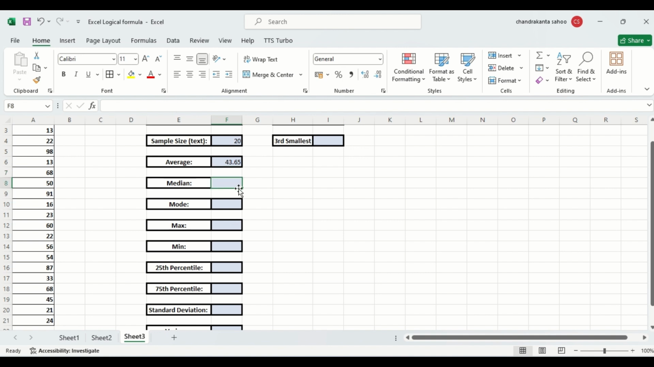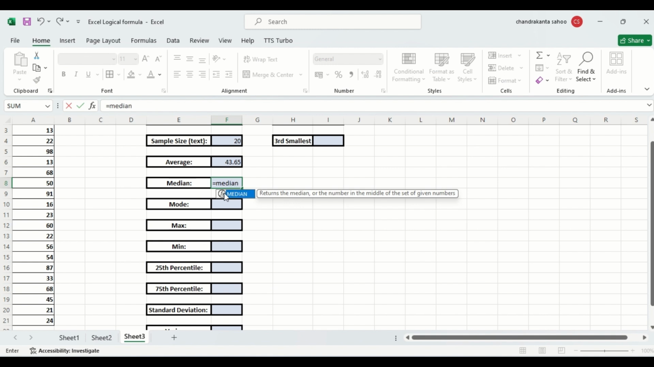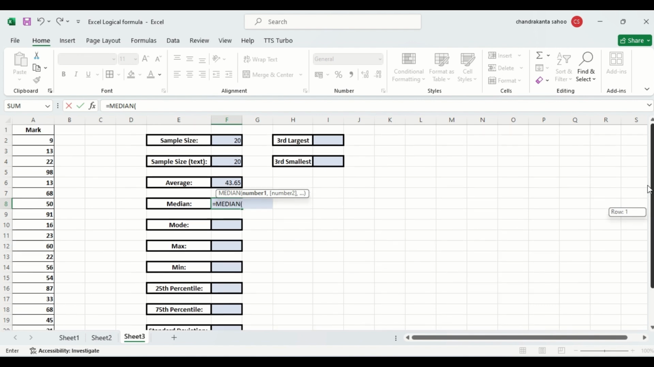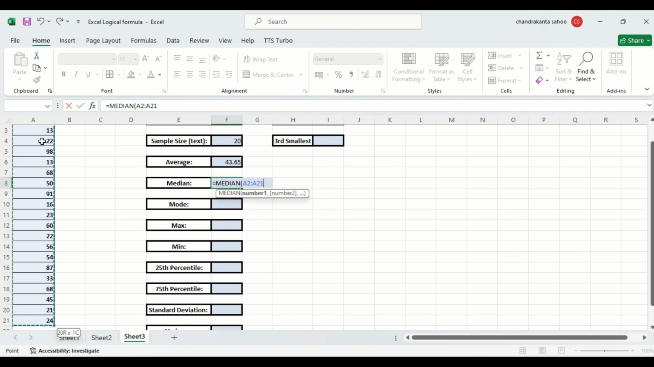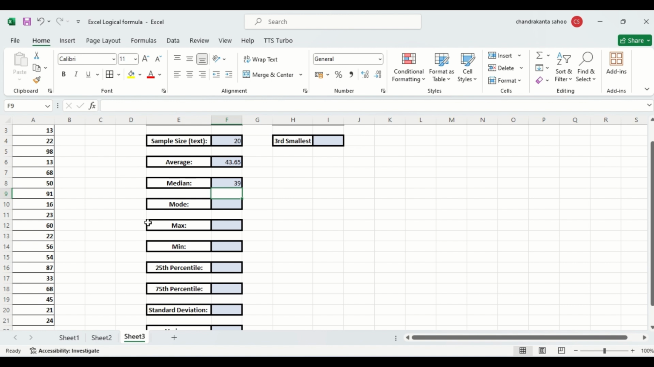Okay, then the median value. What is this median value? Median value is the middle value of your data. If you see, it divides your whole data into two halves. So in statistics, it has some importance. If you want to see your data in two halves, we have to go for the median formula. Similarly, same number 1, number 2. You can select the data range that you want to see. Shift control down arrow, because I am taking all the data. So 39 is the middle value. That means 50% of the data will be at the left side and 50% of the data will be at the right side of 39, meaning higher and lower, we can say.